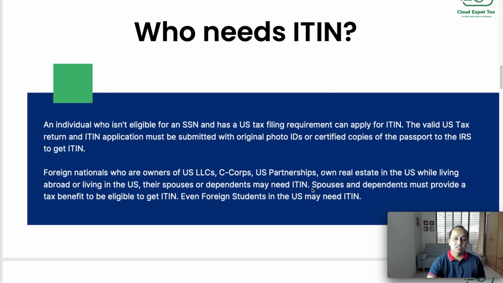Spouses and dependents after the 2018 update need to have a US tax filing requirement. They must be able to claim a benefit on the tax return to be eligible to get an ITIN. Similarly, foreign students in the US may need an ITIN if they are working and have a US source taxable income.